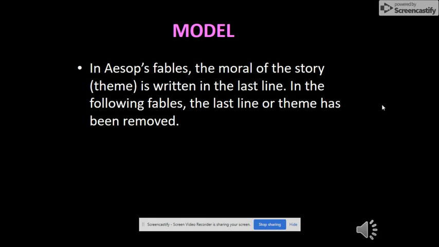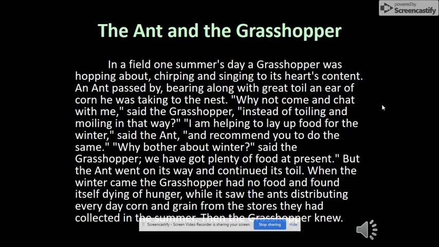In a field one summer's day, a grasshopper was hopping about, chirping and singing to its heart's content. An ant passed by, bearing along with great toil an ear of corn he was taking to the nest. "Why not come and chat with me," said the grasshopper, "instead of toiling and moiling in that way?" "I am helping to lay up food for the winter," said the ant, "and recommend you to do the same." "Why bother about winter," said the grasshopper. "We have got plenty of food at present." But the ant went on its way and continued its toil. When the winter came, the grasshopper had no food and found itself dying of hunger, while it saw the ants distributing every day corn and grain from the stores they had collected in the summer, and then the grasshopper knew.